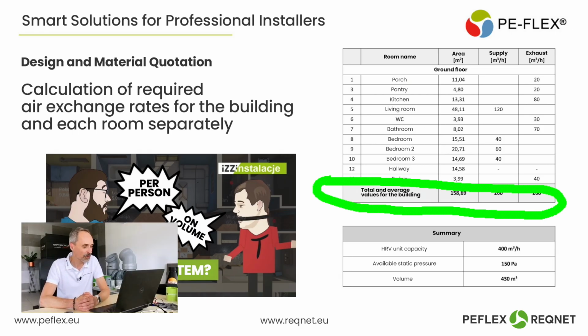But starting with filling out this table, where we have the rooms listed: living room, bedroom, kitchen, bathroom, toilet, and the corresponding values, the numbers assigned in the supply and exhaust columns.